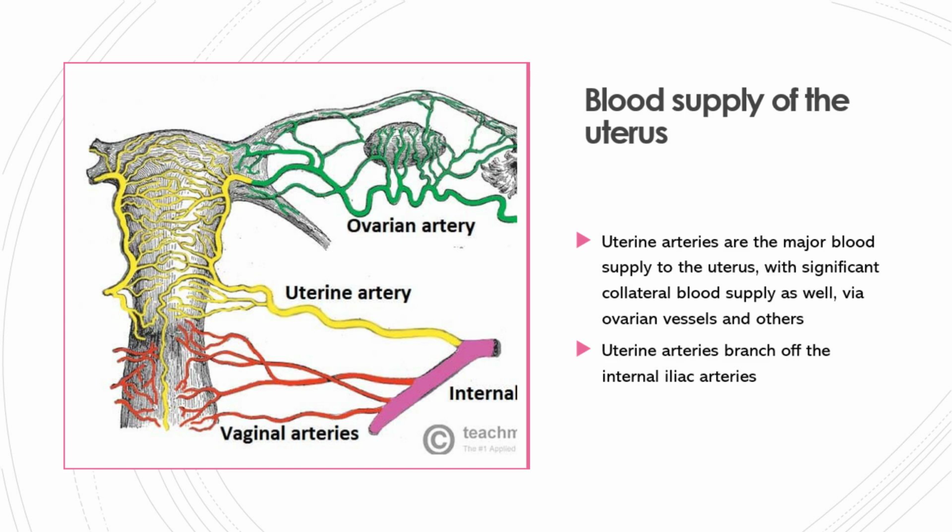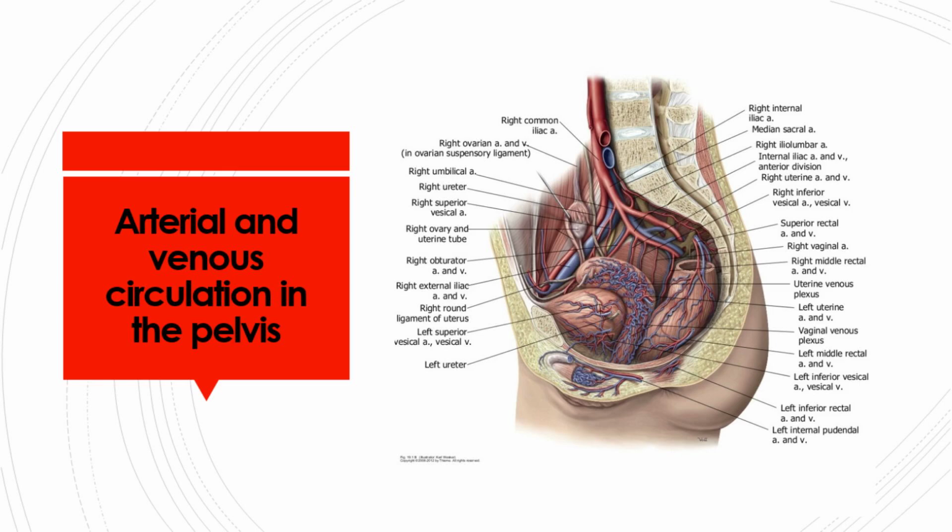The uterine arteries originate from the internal iliac arteries, while the ovarian artery originates from the aorta. The ovarian artery supplies the mid-portion of the ureter, the ovaries, and the tubes. This image depicts both the arterial and venous circulation of the pelvis.